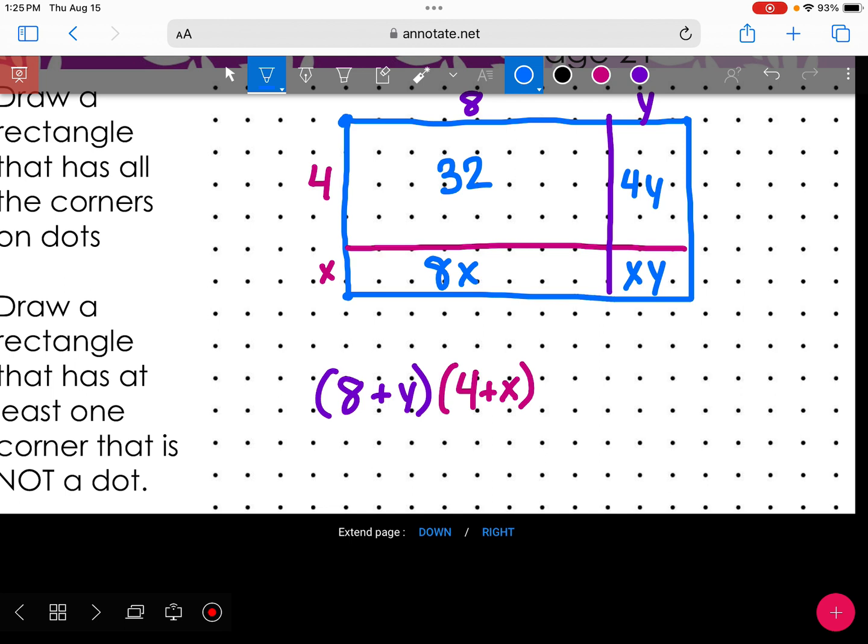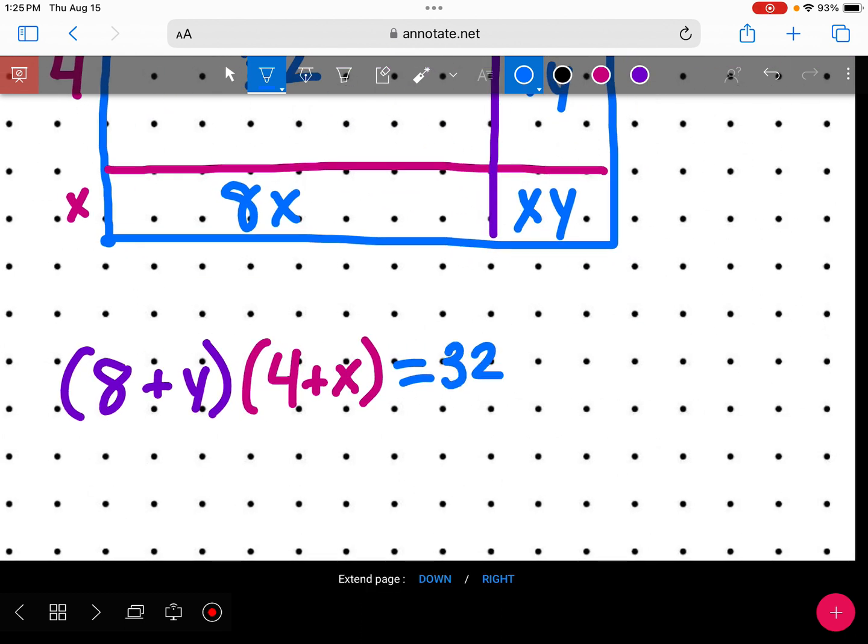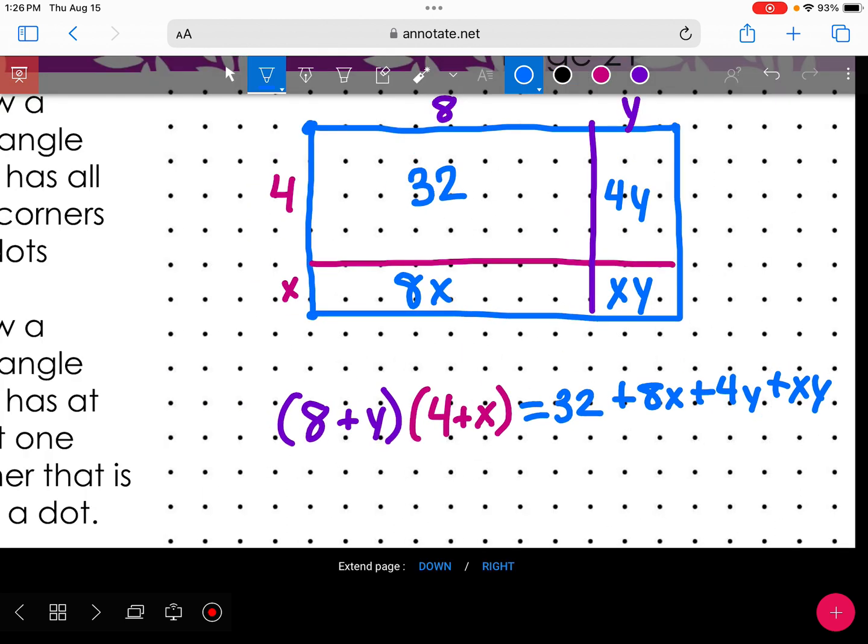So I can write my area either as the product of the sides or as taking all those areas and adding them up to get our 32 plus 8x plus 4y plus xy. And you guys just did polynomial multiplication in 2 variables. That is multiplication with more than 1 variable. You did that.